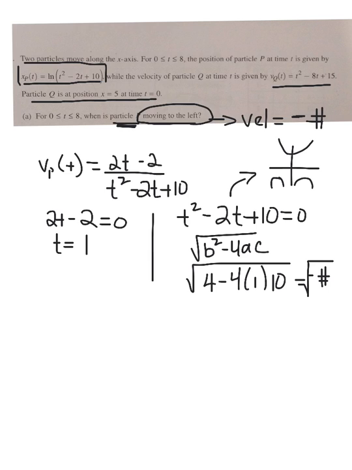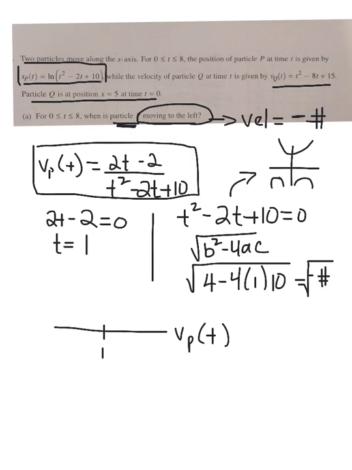So then what that means is if I'm doing a velocity sign chart, the only critical point that's going to be on there is 1. And then you're going to just take values and plug them into the velocity, which is right up here. Let me box that off and see whether you get positive or negative. So I get negative and then I get positive.